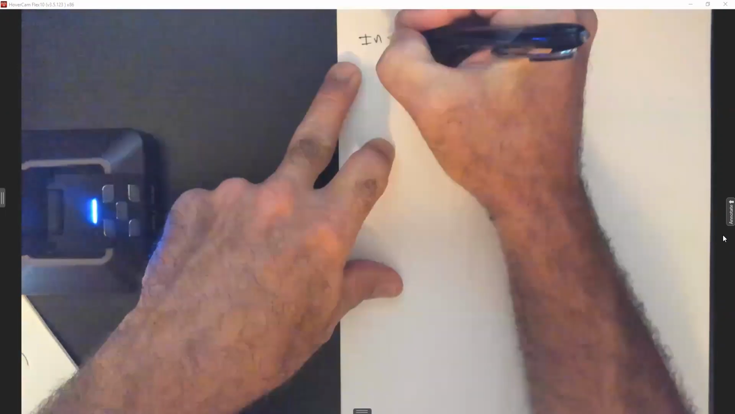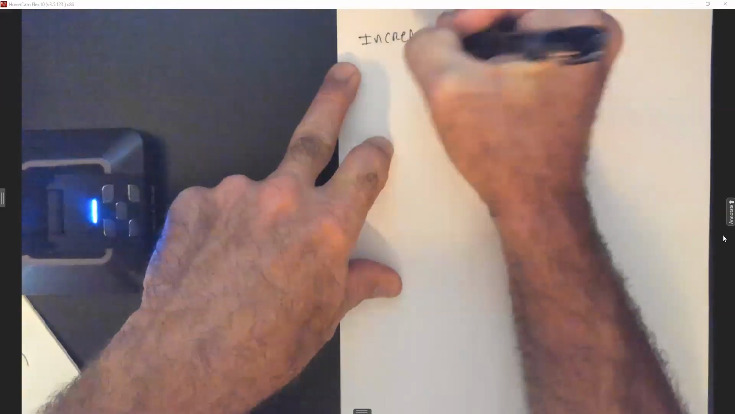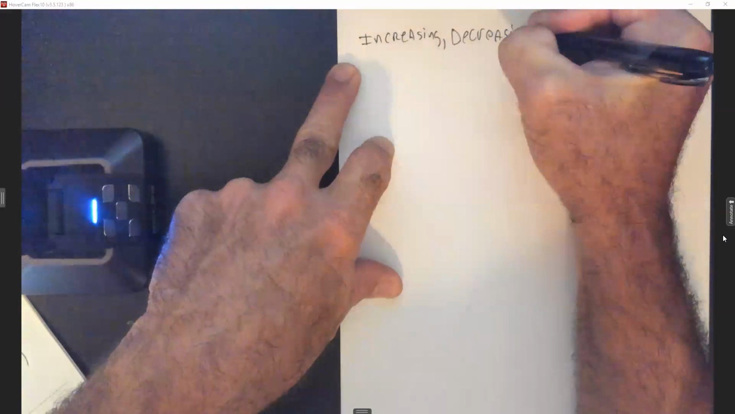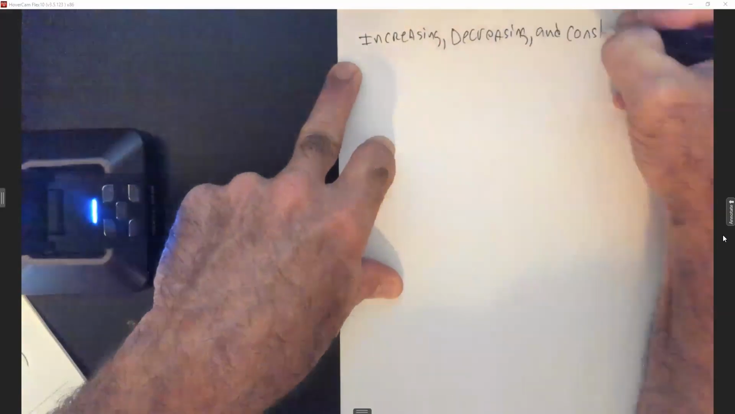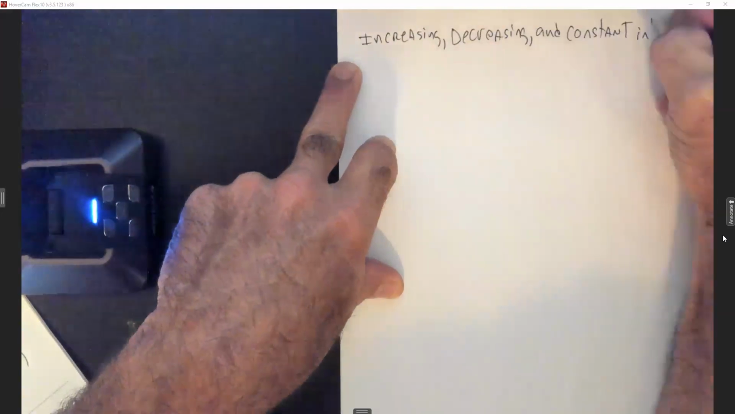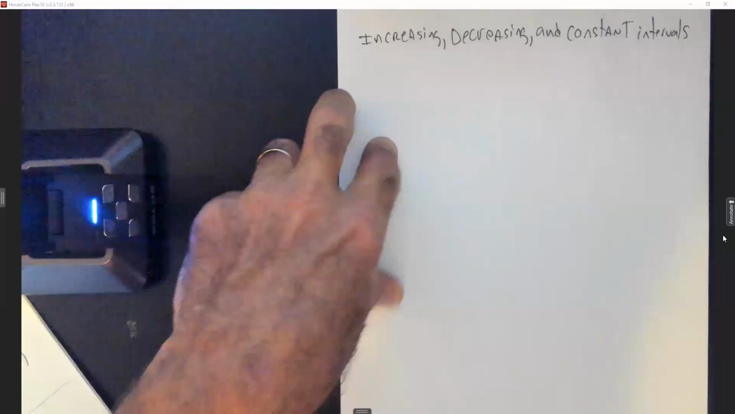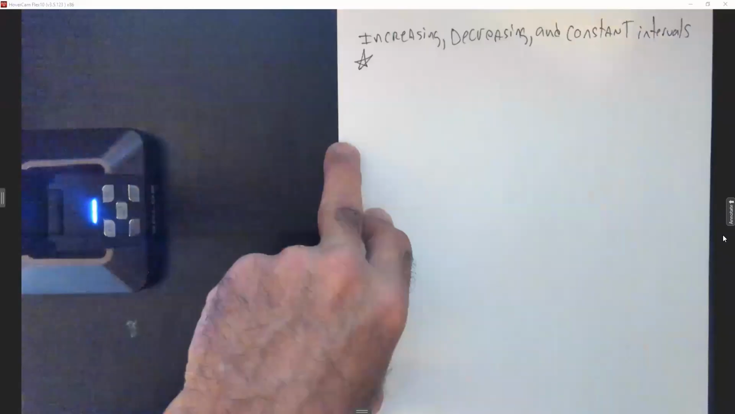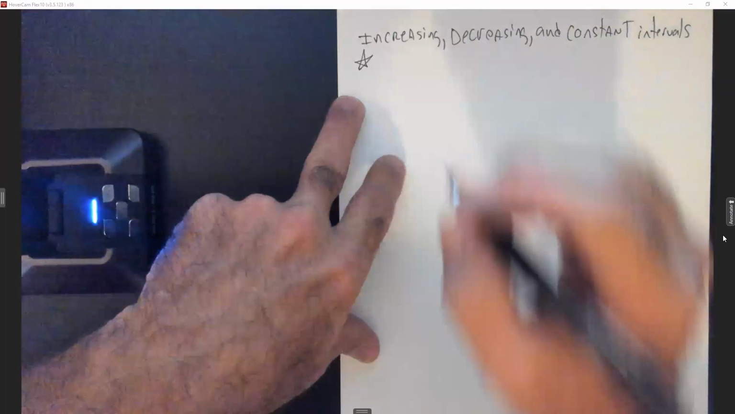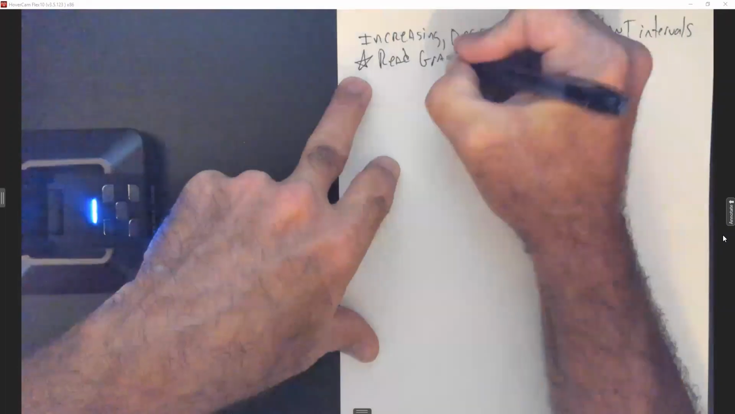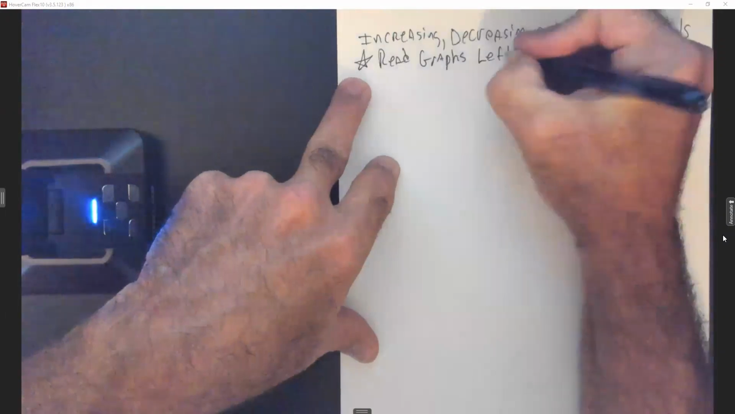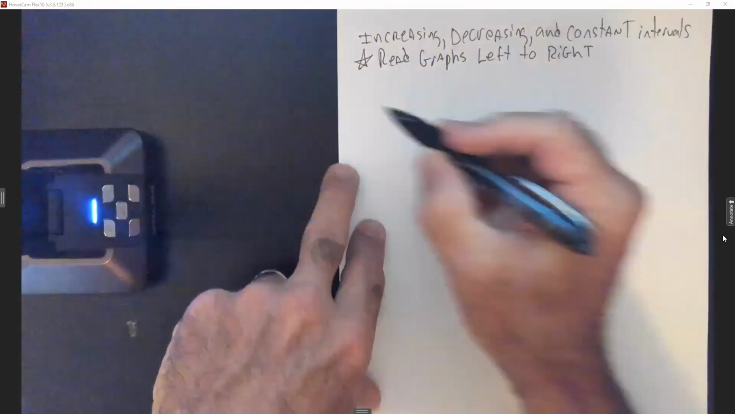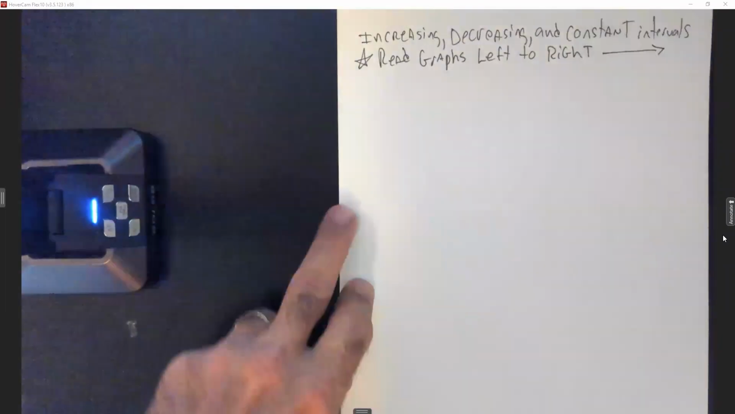Alrighty, so now we'll get into the intervals. So now we'll look at increasing, decreasing, and constant intervals. So the first thing you got to know on these, you got to read the graphs left to right. Okay, so we got to read them left to right. Makes a big difference on these, okay?